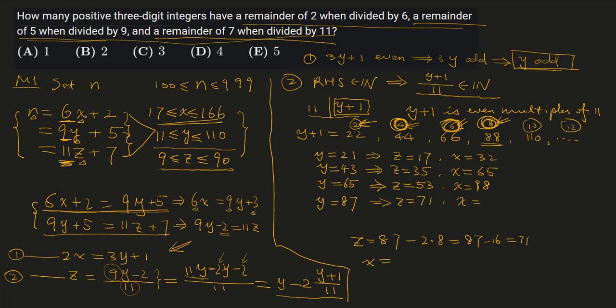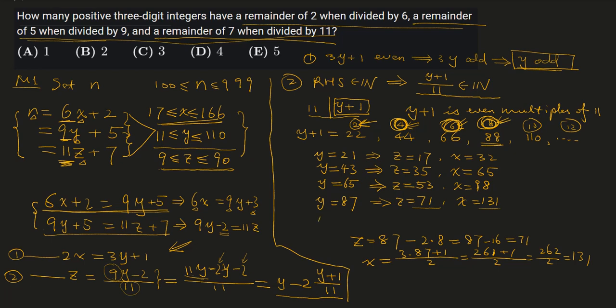X equals 3 times 87 plus 1, then divided by 2. That equals what? 3 times 7, that's 21, carries a 2. 3 times 8, that's 24, plus 2, 26, plus 1, divided by 2. So that's 262 divided by 2. So that's 131. Therefore, x equals 131. Are these values good? They are good. They are within the bound.